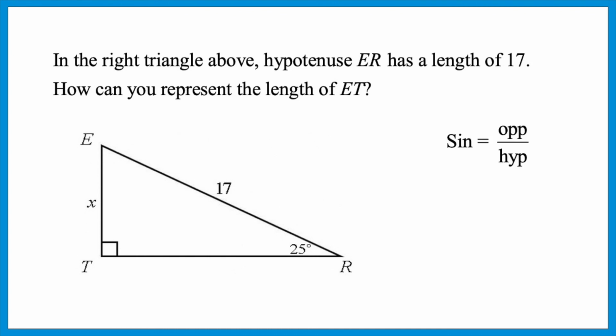So sine is opposite over hypotenuse. Using these numbers, sine of 25 would equal x over 17. Isolating the x, you'd multiply the 17 to the other side. Sine 25 times 17 equals x. That means we could represent the side ET as sine 25 times 17. Notice they don't want a numeric answer, they want an algebraic answer. Just like a let statement, you want to call one thing a name with a variable from something else.